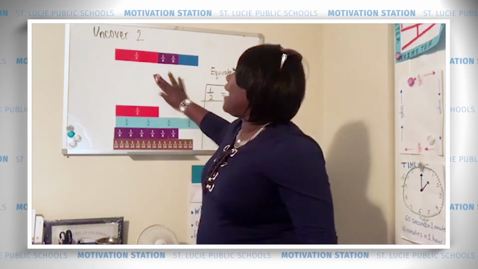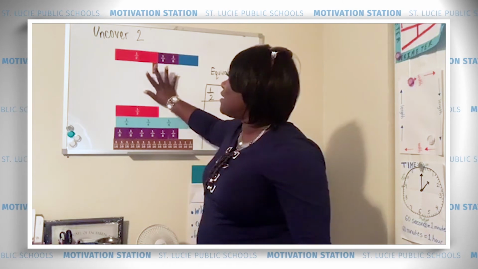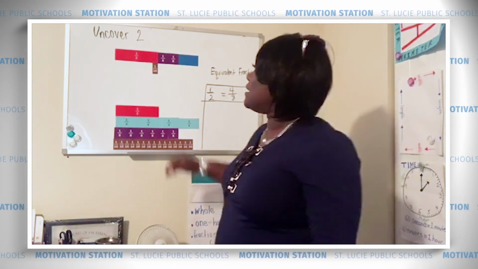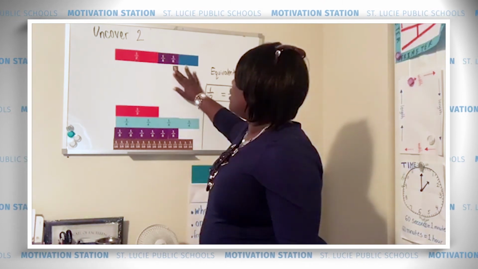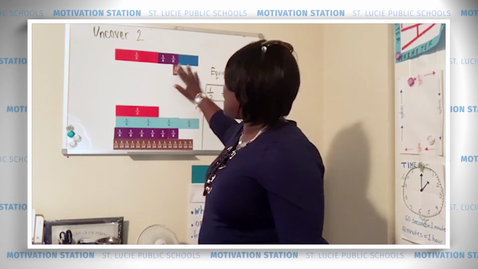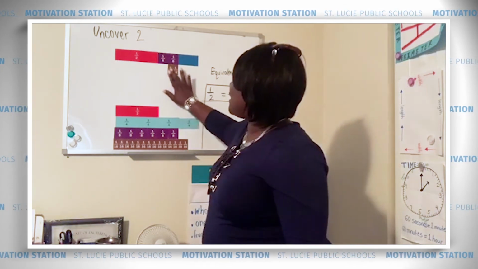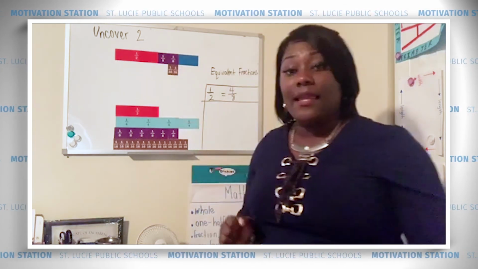If I put 16ths on the half, it would take 8 16ths. That's going to be more pieces that I will have to take off. So I'm going to trade out the 16ths for an 1/8. How many 16ths is equivalent to 1/8?